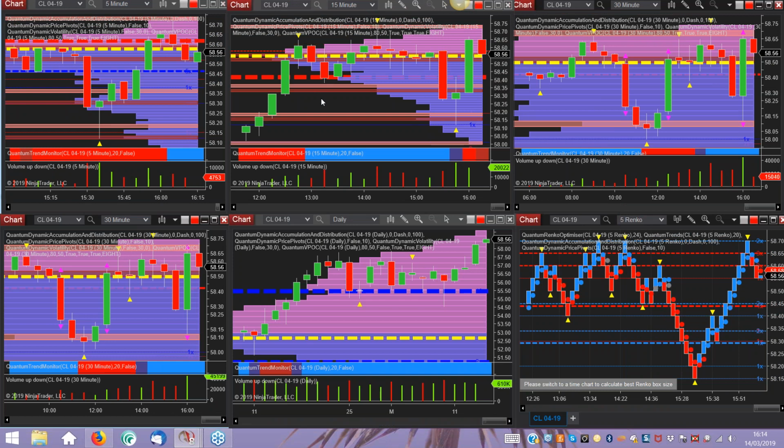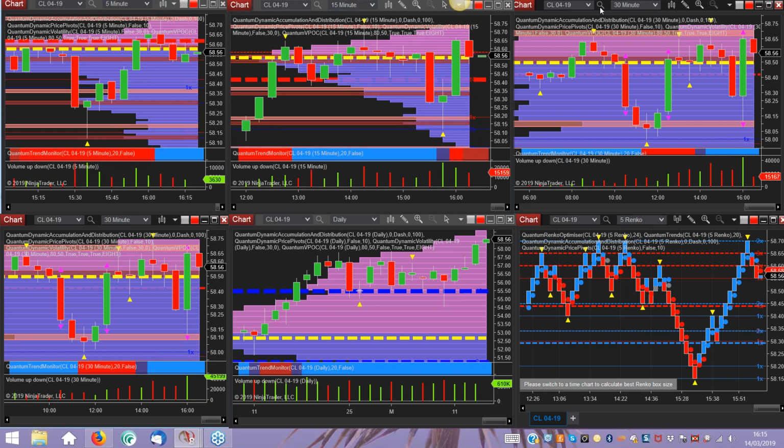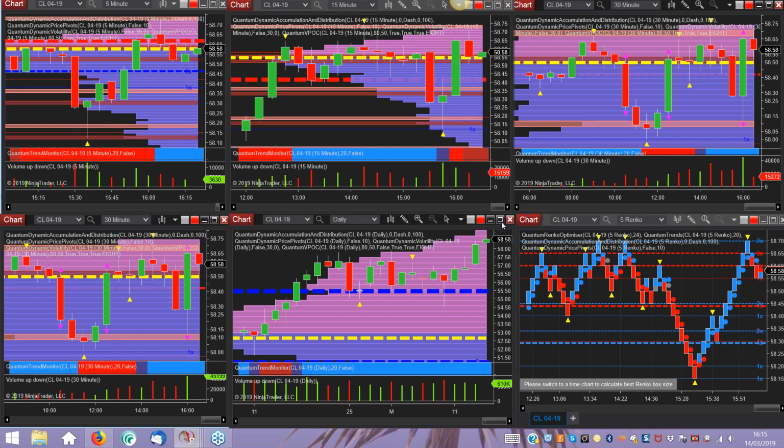This is oil that I've got on similar sort of time frames. I've got the 5, the 15, and the 30-minute, we're on April. It's not doing anything very exciting today. Down the bottom, I've got 30-minute, the daily, and I've got the Renko set up and running as well.